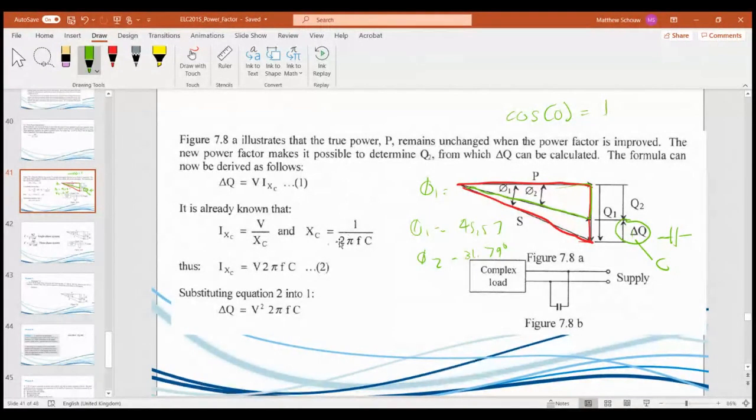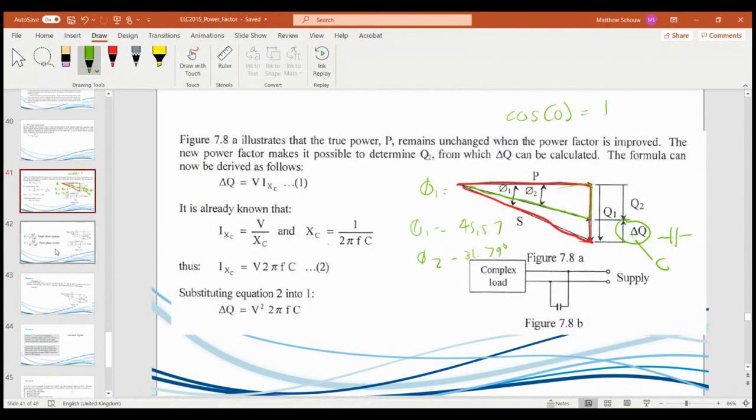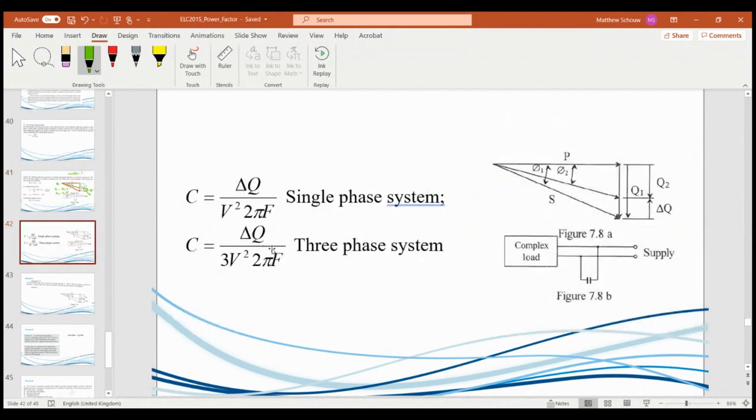And your reactance is then equal to 1 over 2 pi FC. So if you substitute XC into the I_XC over here, you get V times 2 pi FC. Basically taking this I_XC, substituting back into equation 1, you're going to get change in Q equal to V squared times 2 pi FC. And boom, if you divide out by the voltage, we get the capacitance on its own, for a single phase system.